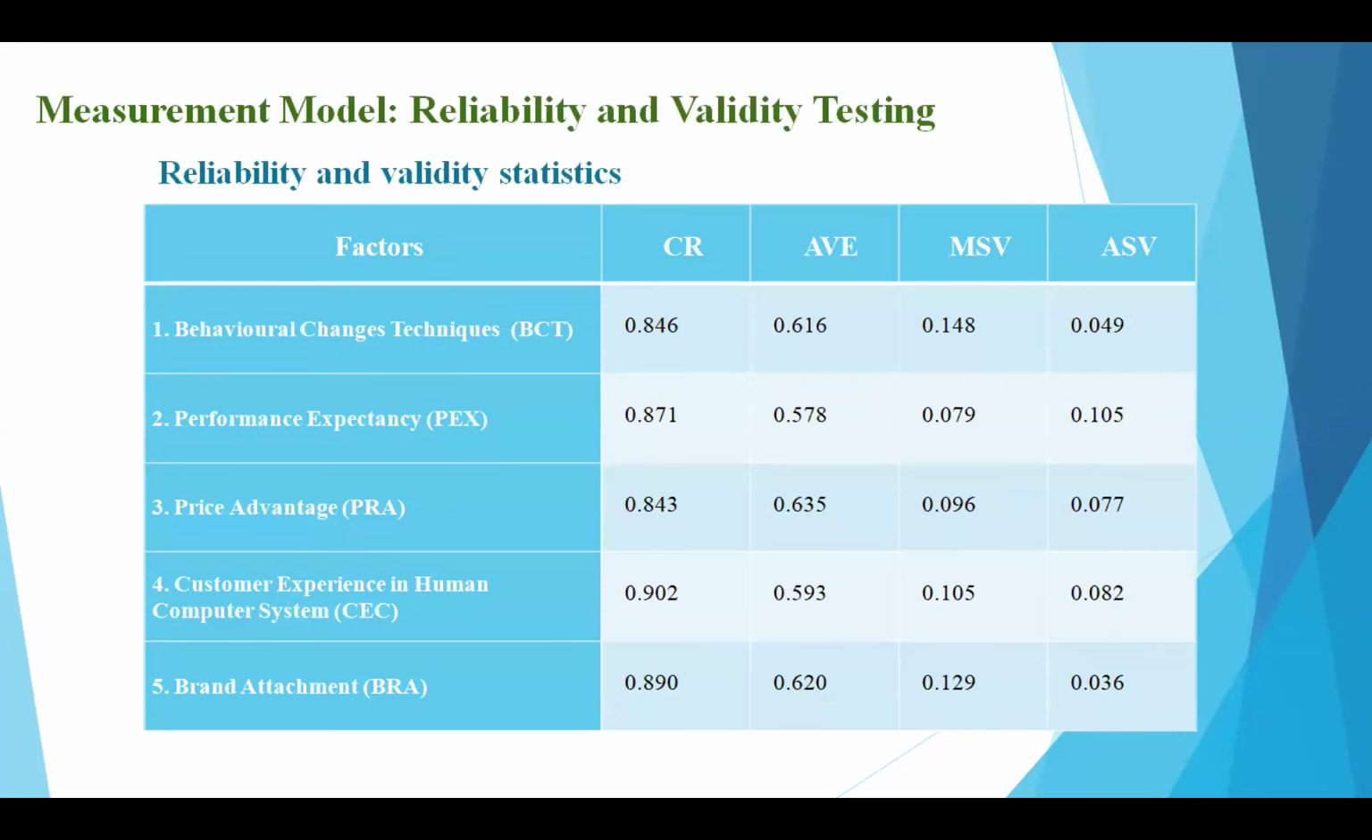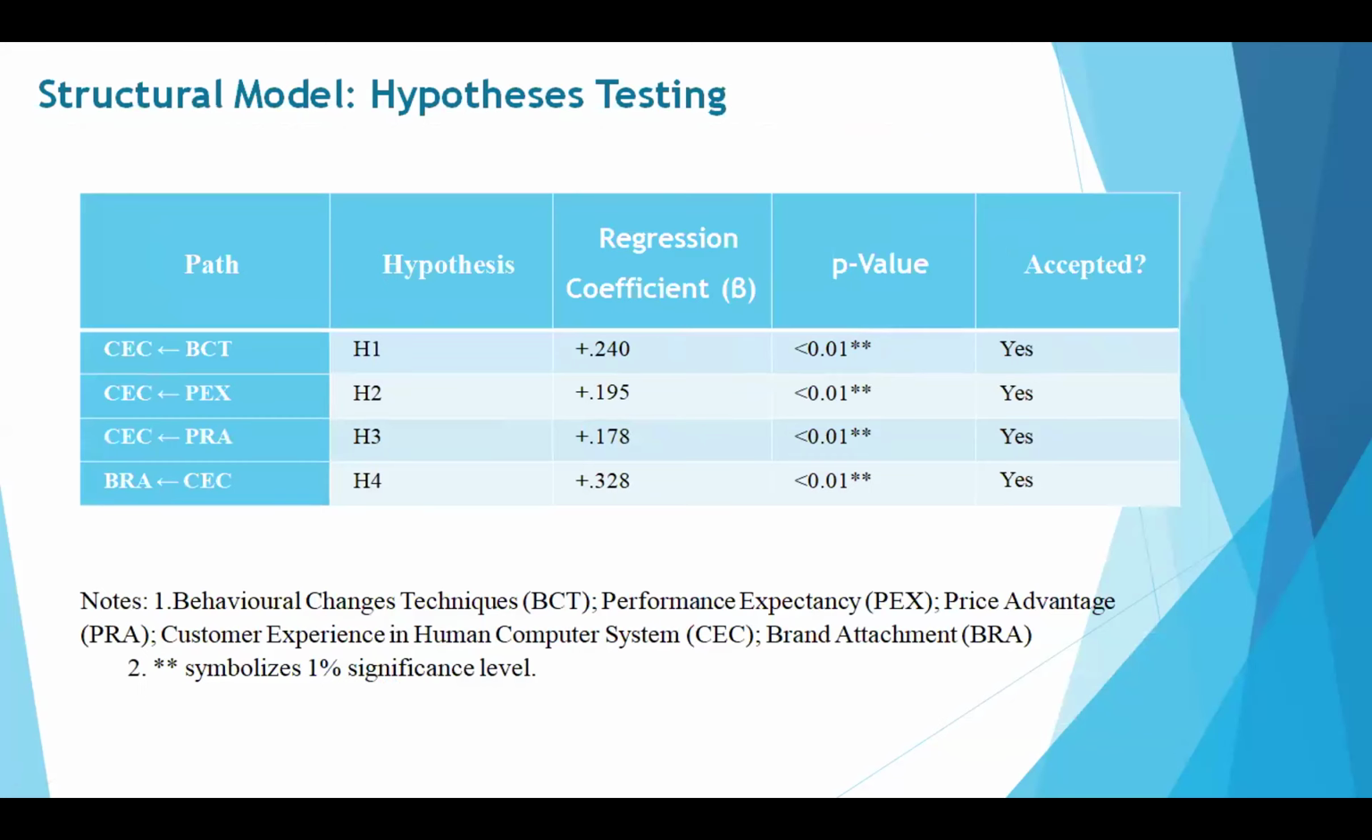Now, measurement of model. In this slide, we can see that the composite reliability of all the variables is more than 0.7 and the average variance extracted is also more than 0.5, which shows that all the variables are significant. Now the hypothesis testing. In the hypothesis testing, we have taken a significance level of 1%, and we can see that all the hypotheses are accepted with this significance level.